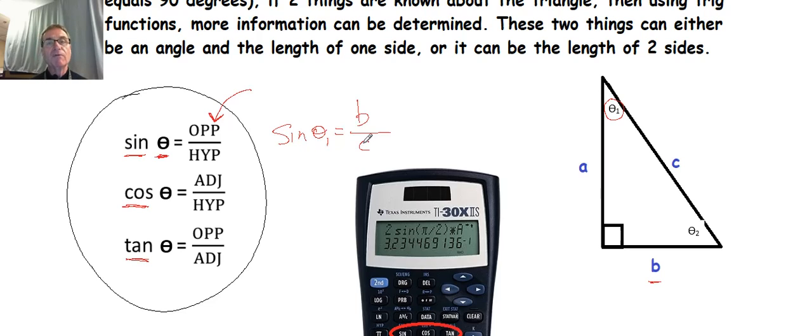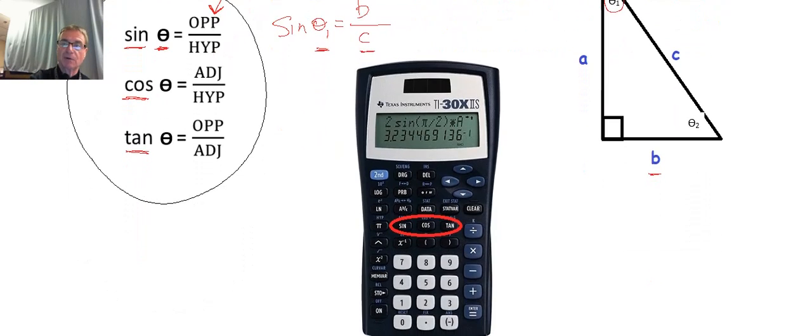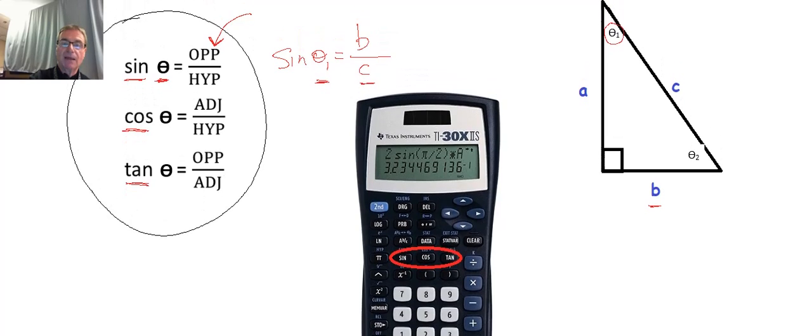So if I knew two of the three things, say I knew the value of theta 1 and the value of c, I could simply plug them in and solve for b. It would really be that easy. Now how do we do that? Well, let's slide down here just a little bit more. We do that using our calculator.